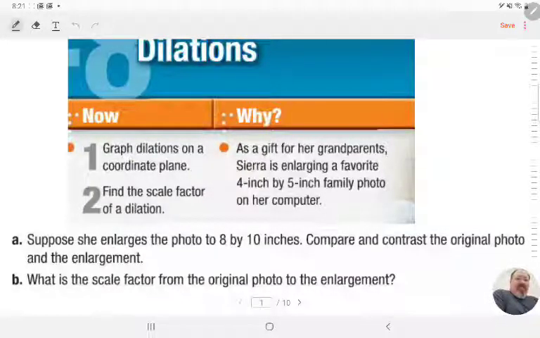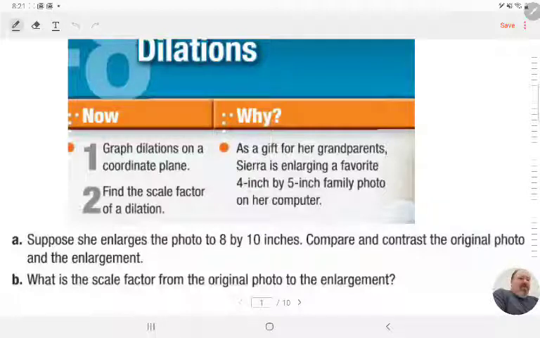As a gift for her grandparents, Sierra is enlarging a favorite 4-inch by 5-inch family photo on her computer. So suppose she enlarges the photo to 8 by 10 inches. Compare and contrast the original photo and the enlargement.